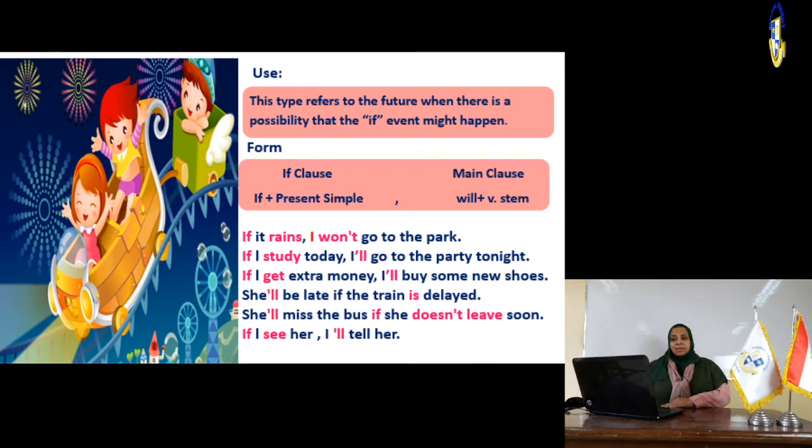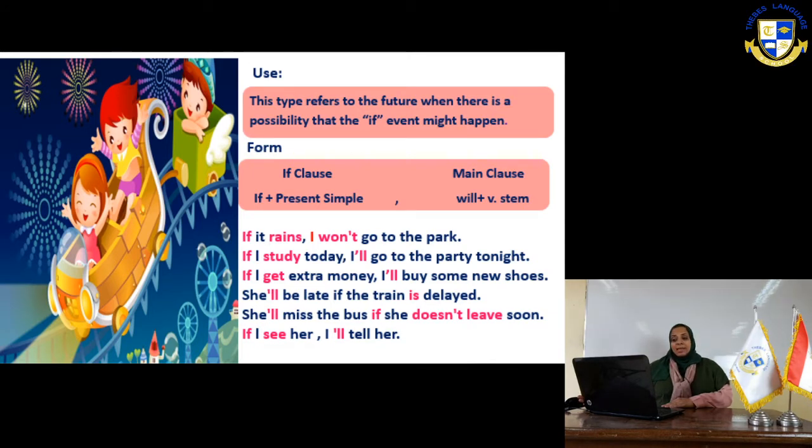Let's see the examples here, and the verbs are highlighted. If it rains, I won't go to the park. Now, won't here means will not. If I study today, I will go to the park tonight. Now, after if, rains is the present simple, study is the present simple, and go is verb in stem. If I get extra money, I will buy some new shoes. Now here get is present simple, and after will, buy is the verb in stem.